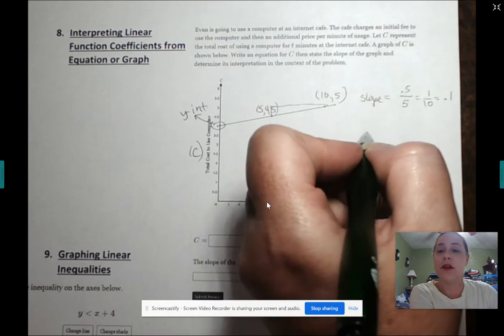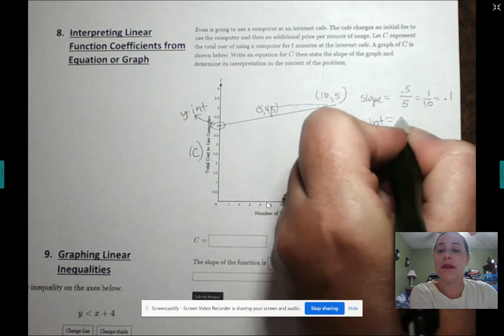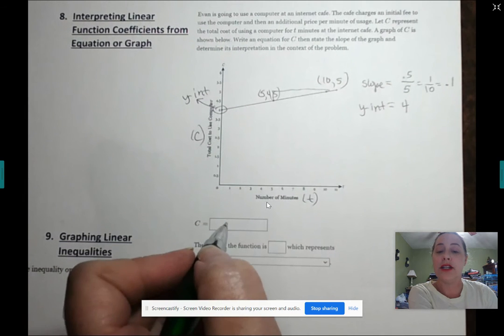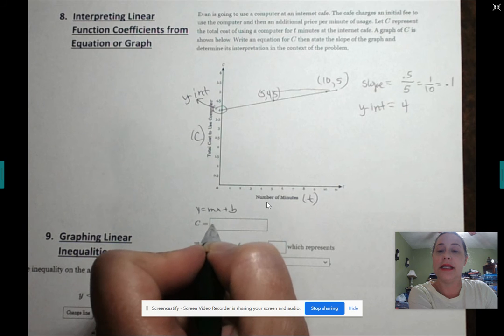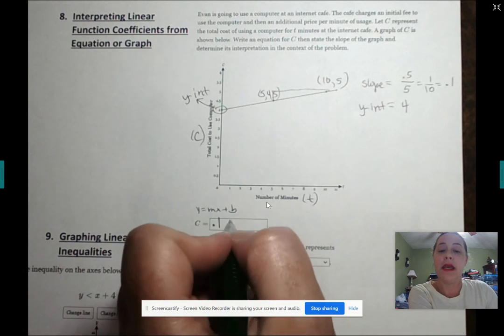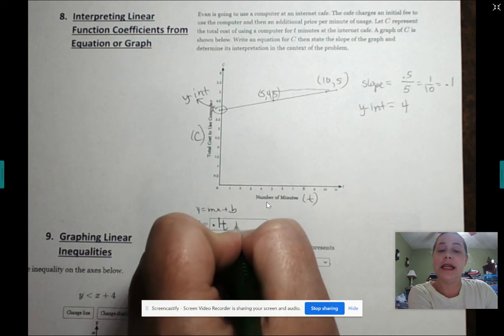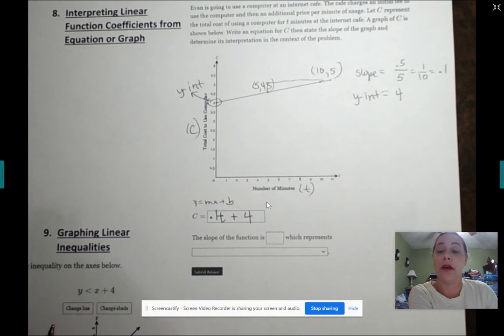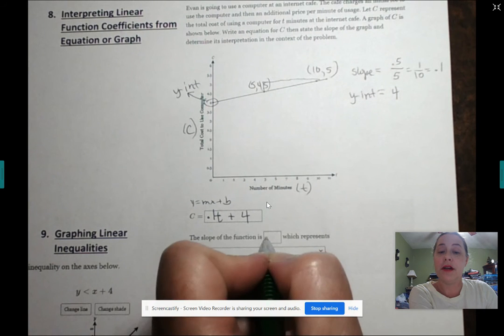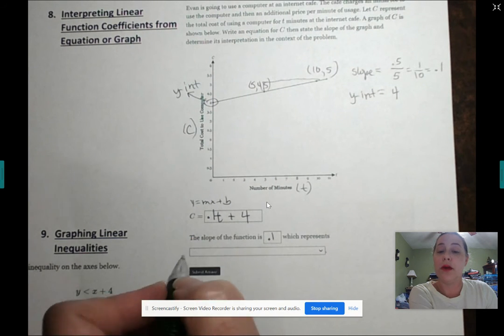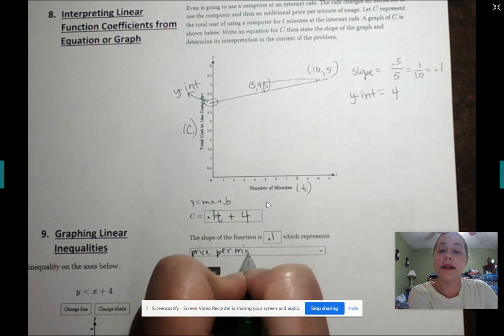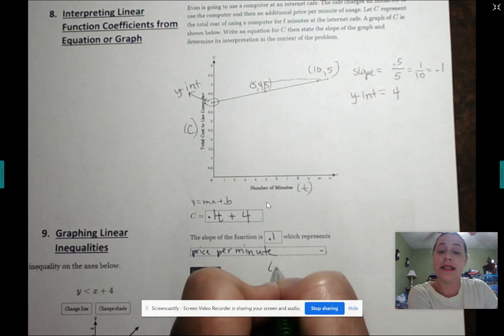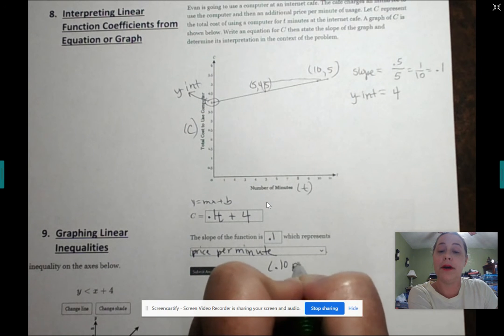So that is our slope, and our y-intercept we already can see on this graph is 4. So our equation, normally it would be y equals mx plus b, but because we're using capital C, here's our slope, 0.1. You also could have written it as 1/10. Instead of using x, I'm using t, and started with $4 just to show up. The slope of the function is 0.1 or 0.10, which represents the price per minute. In this case, it's 10 cents per minute.